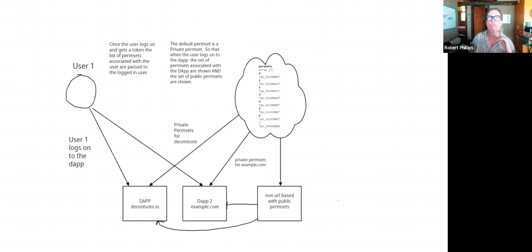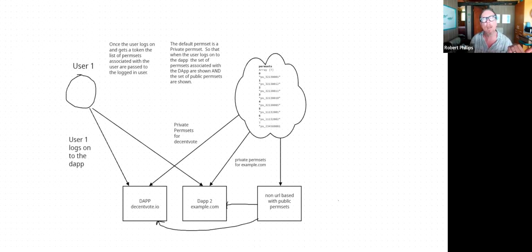Separately, you can have an organization that goes through the process of proving that you are a human, giving you the permission set saying you've been vetted, you are proven to be a human, and then passing that permission set down to any of these DApps. So decentvote.io, for example, will have not only all of its private perm sets, but also the perm set to show that you are a human, right? So within your DApp, then you can execute things.